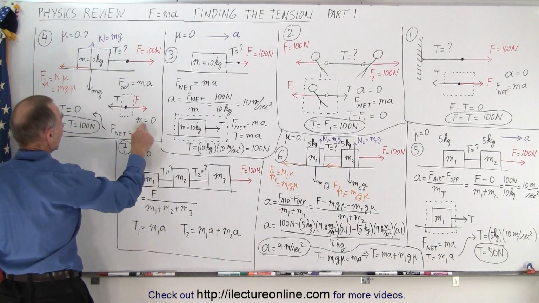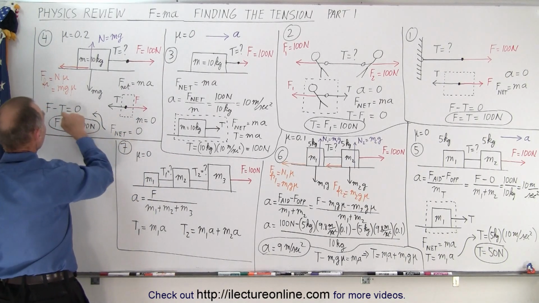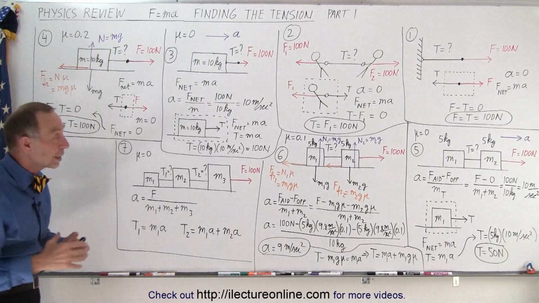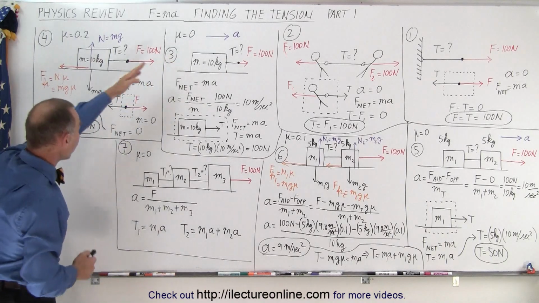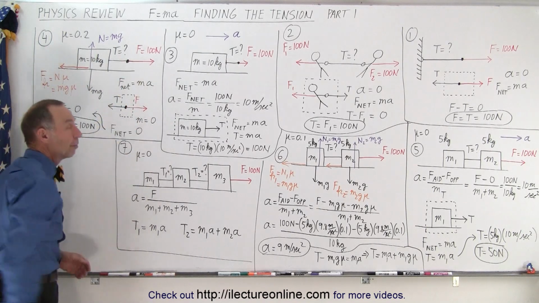And then you can see that since the mass is 0, net force equals 0, therefore the force pulling to the right minus tension pulling to the left must equal 0, and therefore the tension must also equal 100 newtons. So it doesn't matter if there's friction in a block or no friction in a block, the tension here will be equal to the force pulling on the rope.